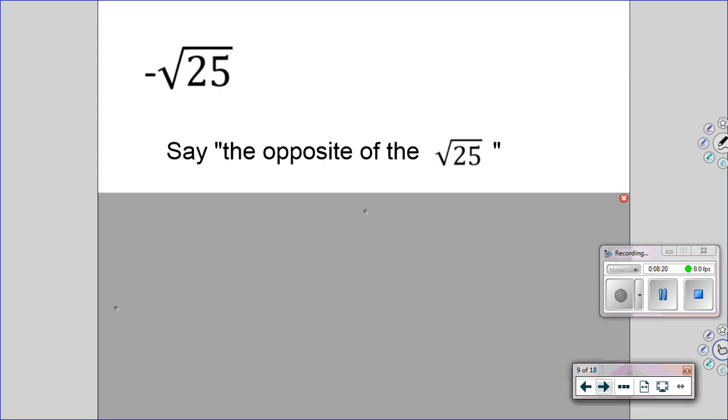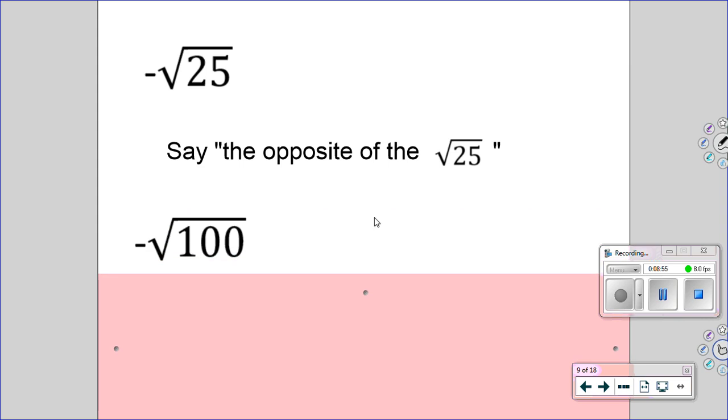Alright, the way that you read this, so you're going to want to write this down. When you have a problem like this, the way you read it is the opposite of the square root of 25. It's different when the negative's on the outside, because we're doing the opposite of the square root of 25. So what's the square root of 25? 5. Now this is a case where you wouldn't put plus or minus, because clearly they're telling you to do the opposite of the square root of 25. So what's the opposite of 5? Negative 5. So our answer would be negative 5.